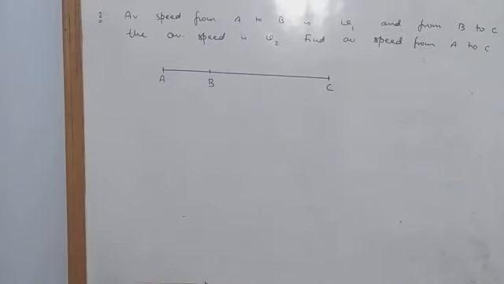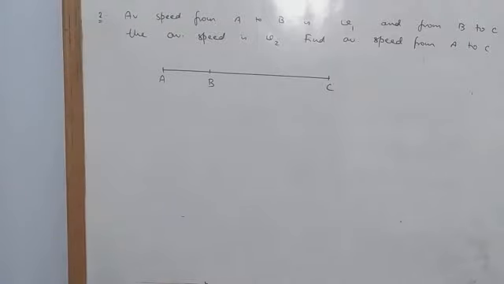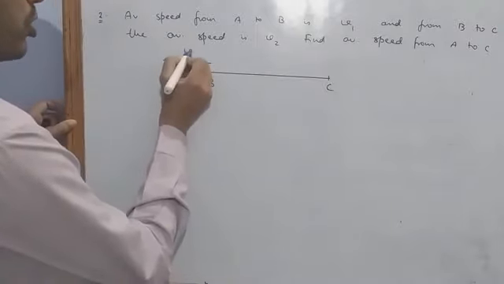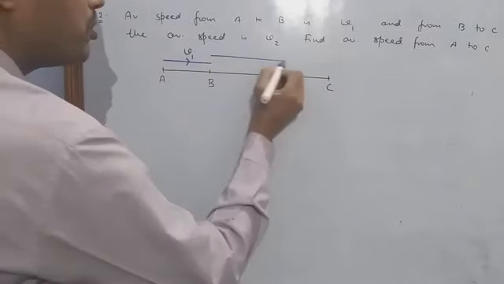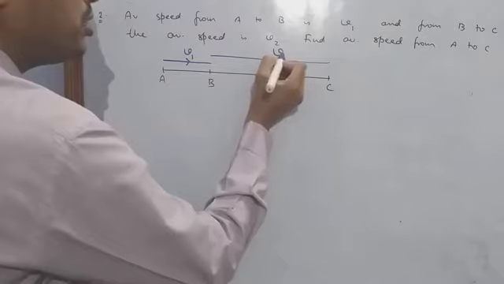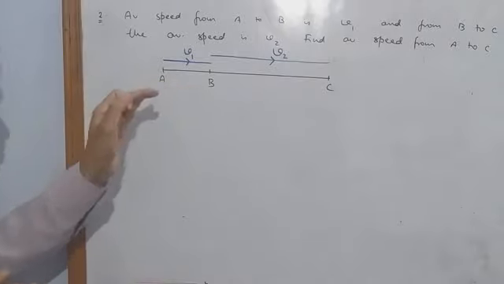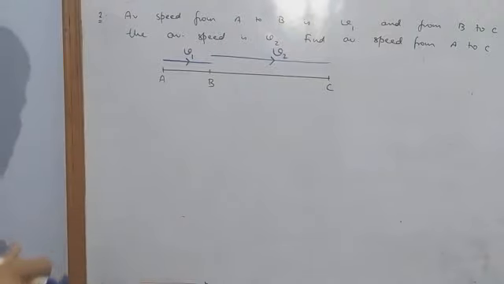Let us see one more question. The average speed of a particle from point A to point B is v1. From this point to this point, it moves with average speed v1. And from B to C, it moves with an average speed v2. You have to find average speed from A to C. Students, I would request you to pause here for some time, think about its solution, and when you have tried to solve, then you can continue watching this video.